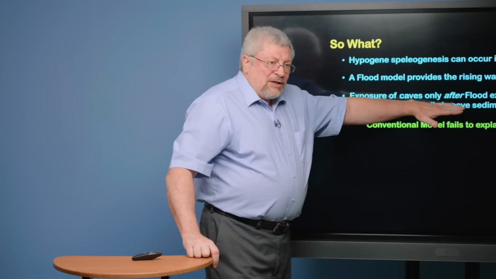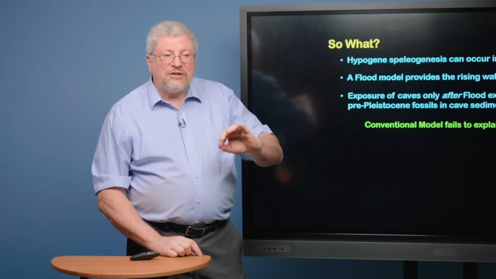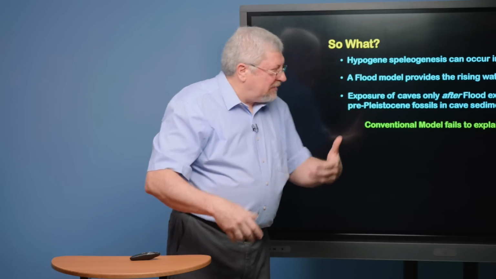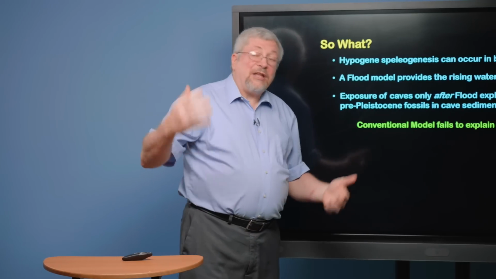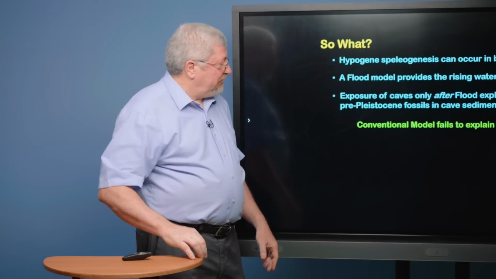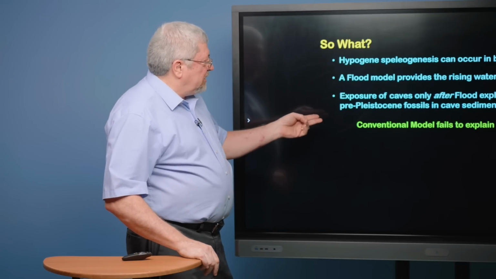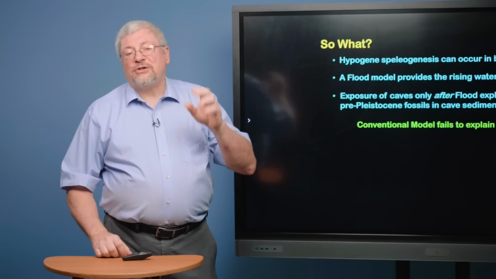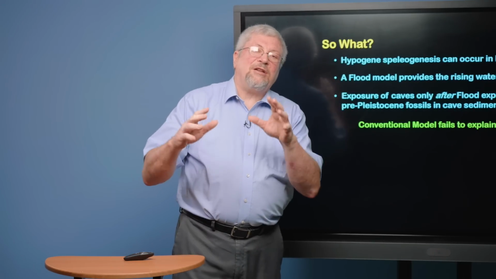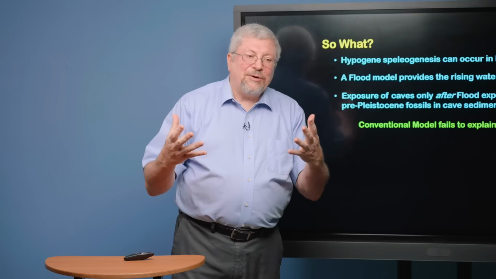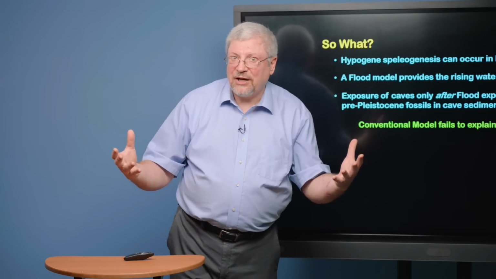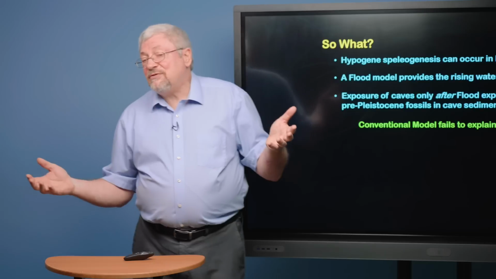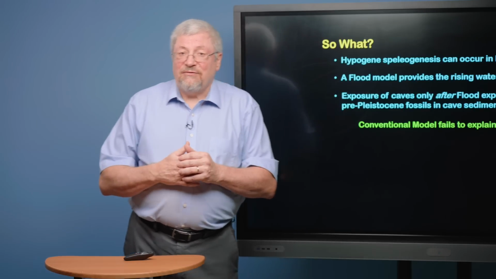So hypogene speleogenesis explains why land animal fossils do not get into caves until the Pleistocene. And that also would indicate the Pleistocene is after the flood, which we'd already believed it was. The conventional model has a very hard time explaining that. So I believe in hypogene speleogenesis, not only do we have a model for the origin of caves in a biblical timescale, but we actually have a model that explains features of caves that cannot be explained by the conventional model.